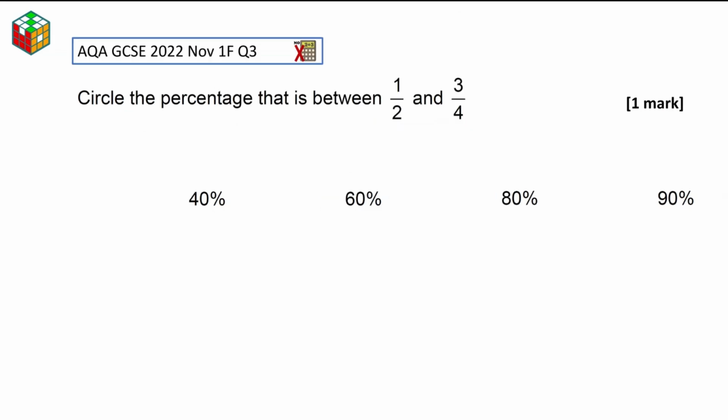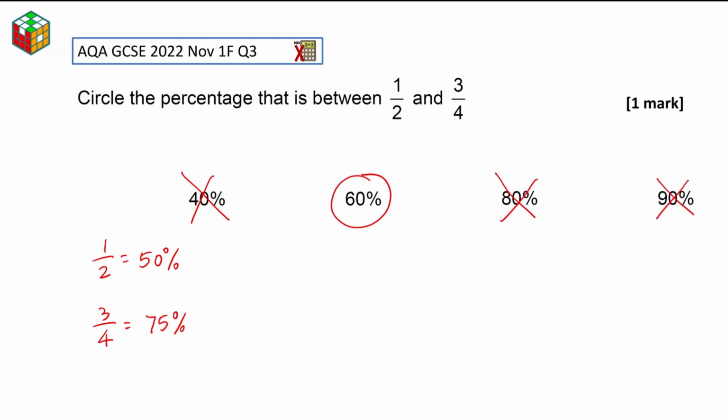Another one. Circle the percentage that is between half and 3/4. Hopefully, by GCSE time, you may be able to remember those very key percentages or fractions. Half is equivalent to 50%. 3/4 is equivalent to 75%. And which one is in between those two numbers? 40 is too low. 60, yes. 80 is too high. 90 is too high.